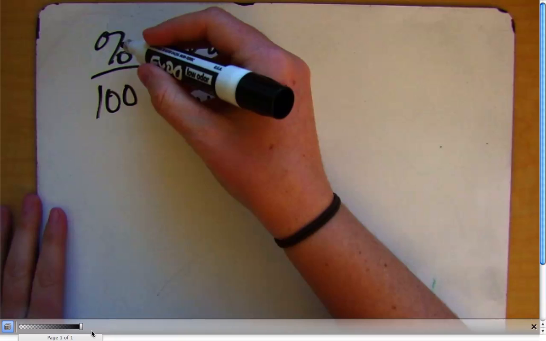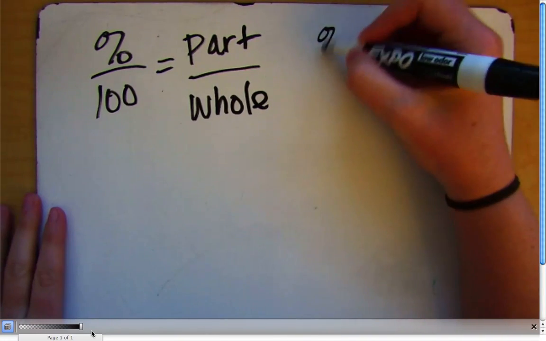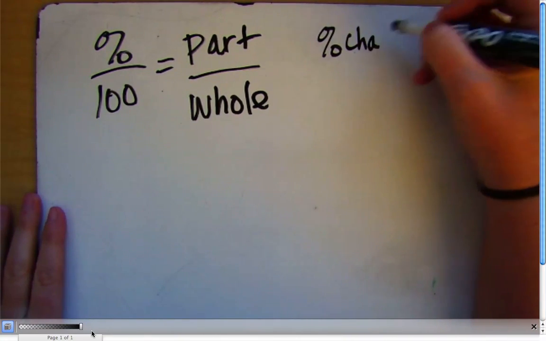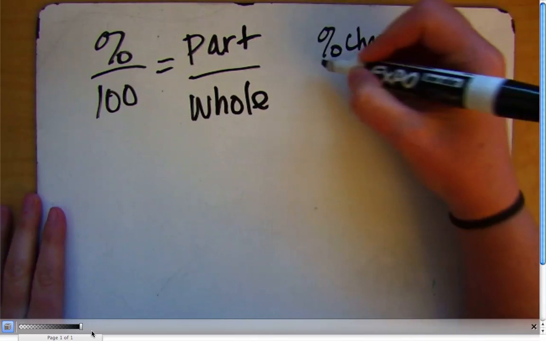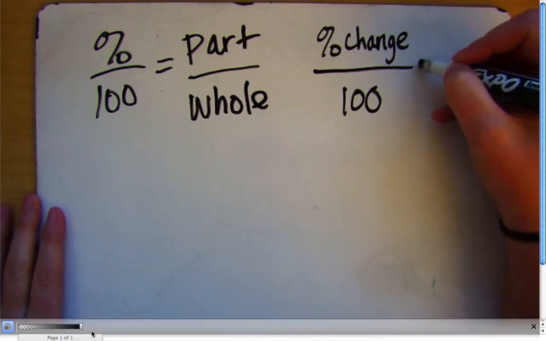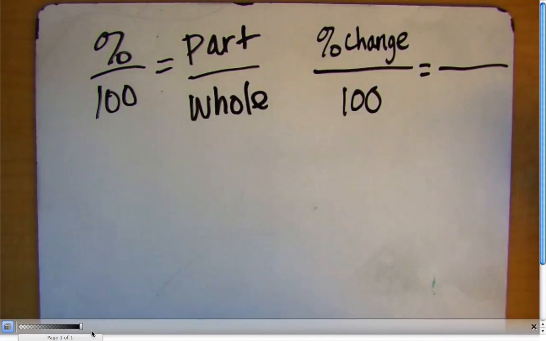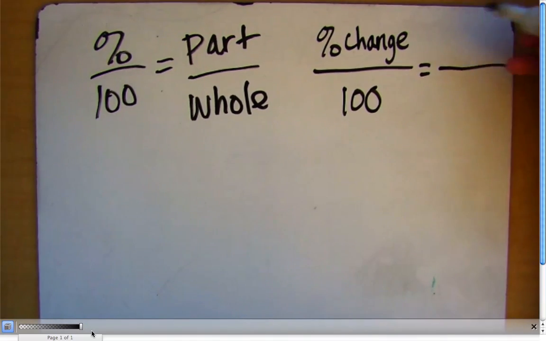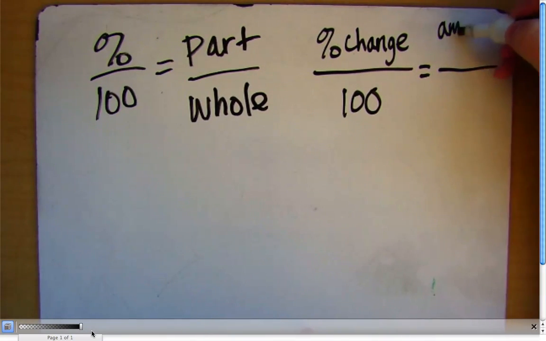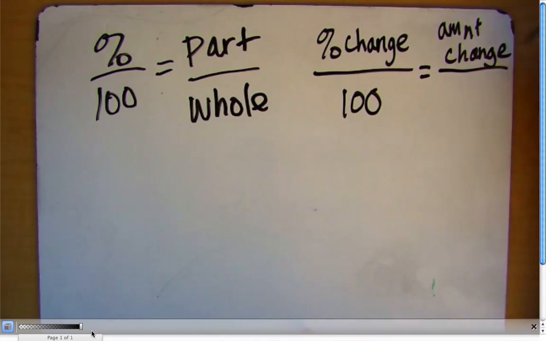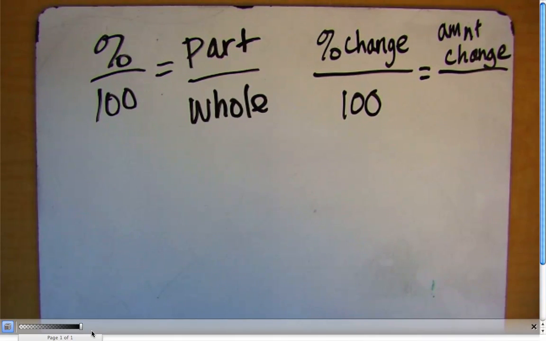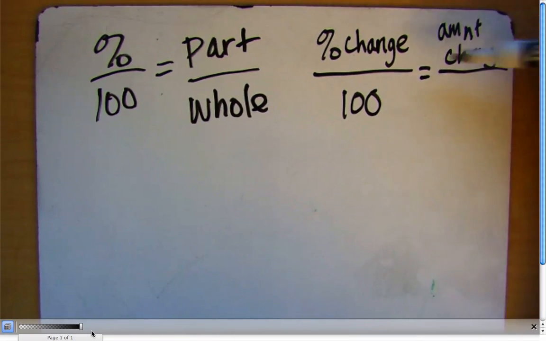So now instead of percent, we're actually looking for a percent change, right? And either an increase or a decrease. It doesn't really matter which one, but you're looking for a percent change over 100. So instead of a part and whole, we want the amount it changed, whatever is changing. So let's say the price of a shirt goes down, that's a decrease. How much did it go down by? Or the price of a car goes up, how much did it go up by? That's the amount changed.